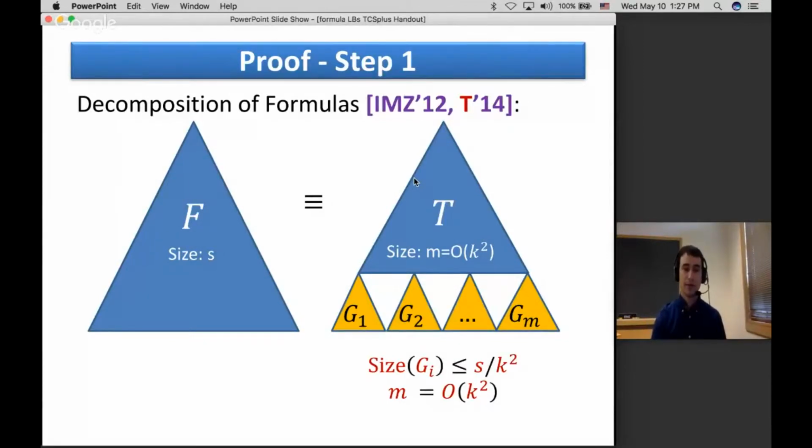Okay, this would work for the complete binary tree. However, the formula may be very skewed. It may be very deep and small. So it may have size, let's say, polynomial in n, but depth linear in n. In this case, we can still do it. We may need to duplicate some nodes, but we will result in a formula of size order of s nonetheless. So you can do it for any formula. You can break it into a top formula of this size and bottom formulas of this size.